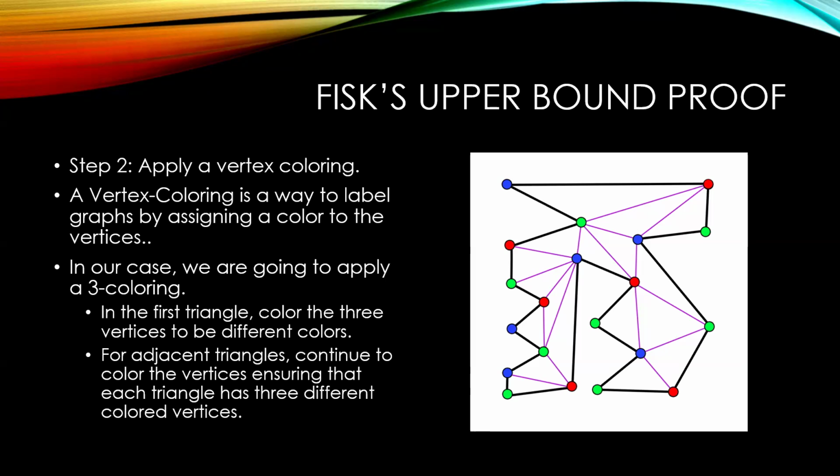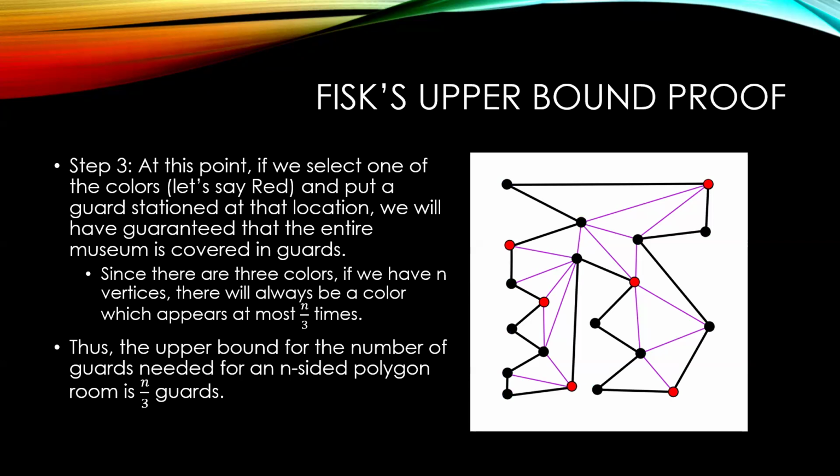Well, there's 3 different possible colorings. If we have n walls, then we also have n corners. And so if we look at the 3 colors, the most that we would have is n over 3 for a given color. And that comes from the pigeonhole principle, actually. And so at this point, if we select one of the colors, let's say red, and put a guard stationed at that location, we will have guaranteed that the entire museum is covered in guards. And so these red guards can see every single location in this museum.